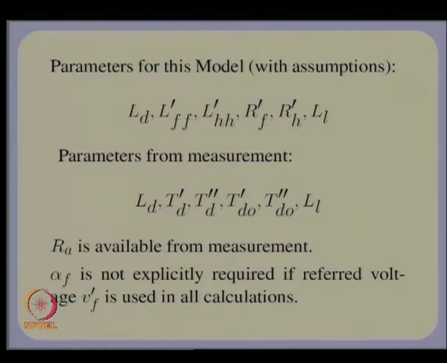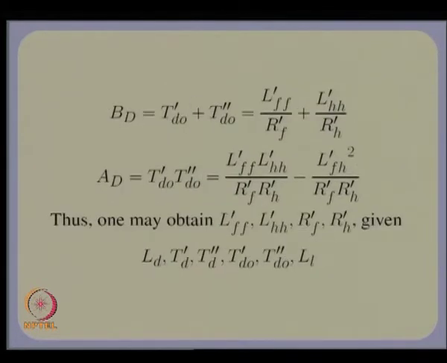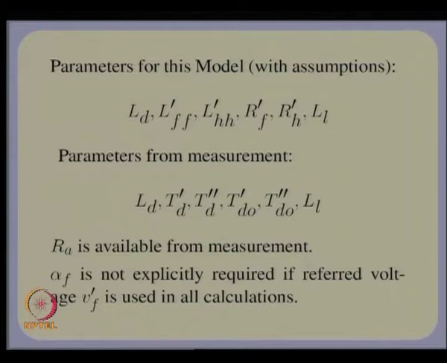Of course, you may say where is MDF prime, it is missing from here. Where is MDH prime? But recall what we have done. MDF is LD minus LL, MDH prime is equal to MDF prime, and MDF prime is equal to LFH prime. So we have reduced the number of parameters by the one assumption we have made, by the choice of alpha h, and this extra leakage measurement which will be required. So this is model 1.